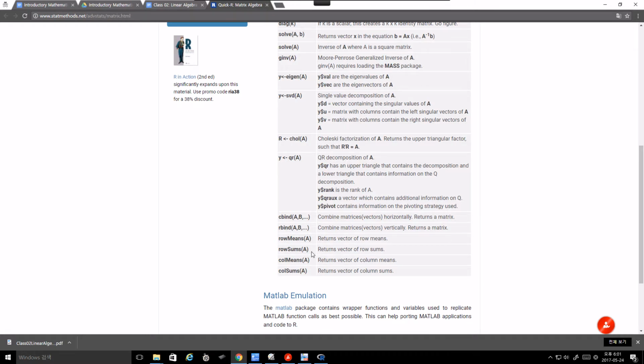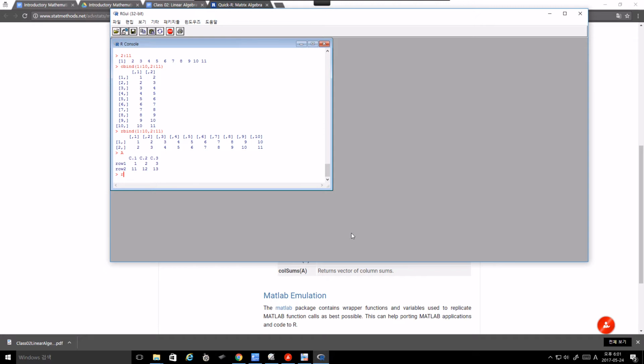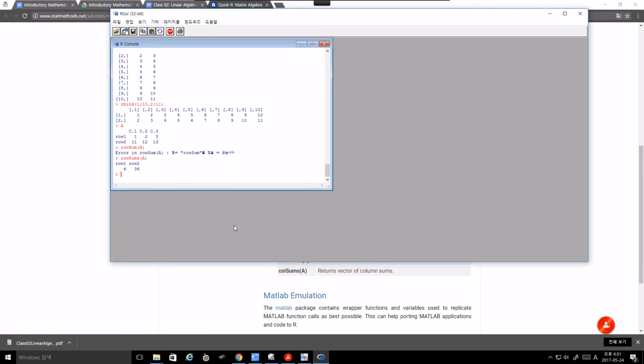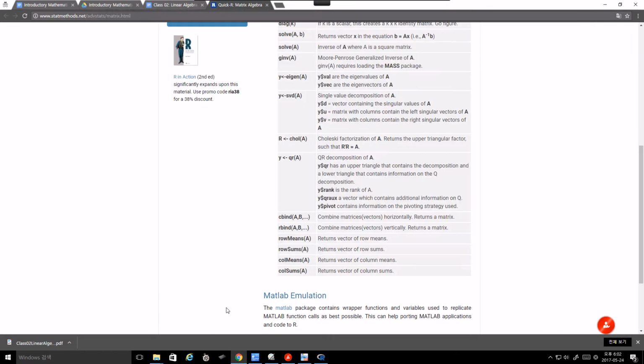This is rowMeans and rowSums. So for example, let's take a look at the A matrix. Let's see rowSums(A), then it generates sums of each row. So 1 plus 2 plus 3 is 6, 11 plus 12 plus 13 is 36. Likewise, we can do colSums. This is the column sum. The sum of this one is 12, the sum of this is 14, the sum of this is 16.